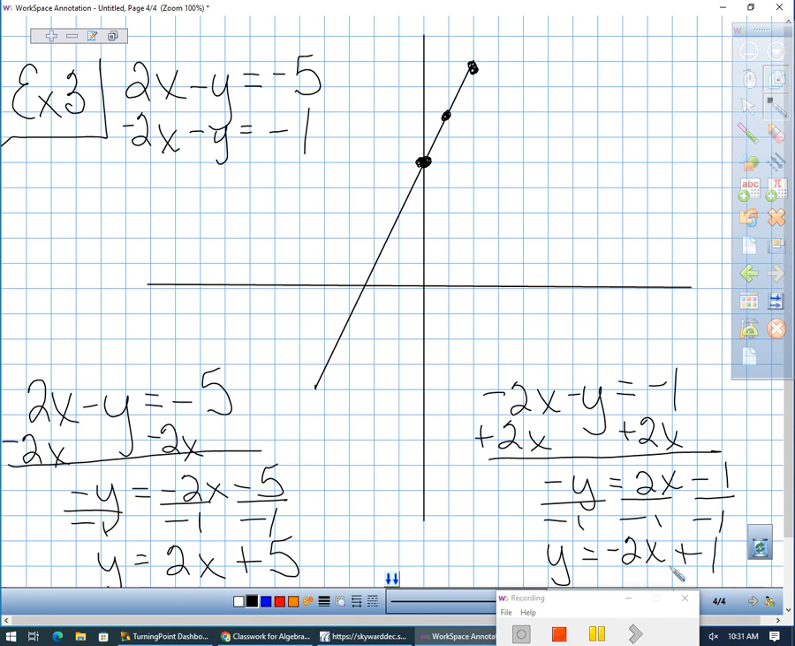So to graph this one, where am I starting at? 0, 1 on the y-axis. My slope this time is negative 2 over 1. So from this dot, I go down 2 and to the right 1. Down 2 to the right 1. And go ahead and connect your dots using your straight edge. So you'll notice these two lines intersect right here. Good. Negative 1, 3.